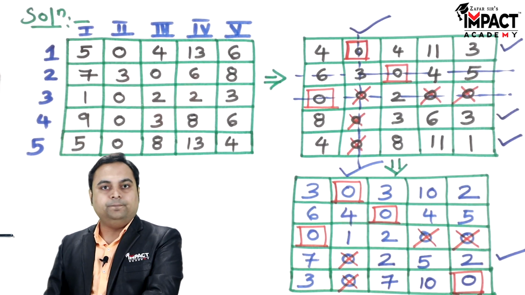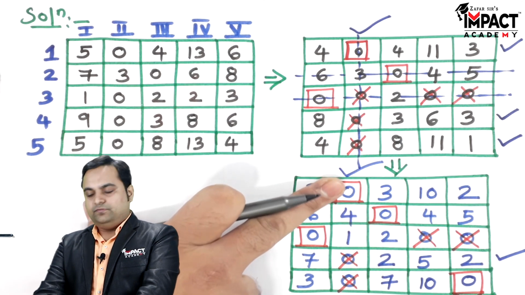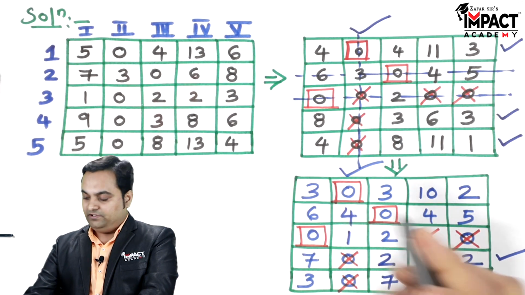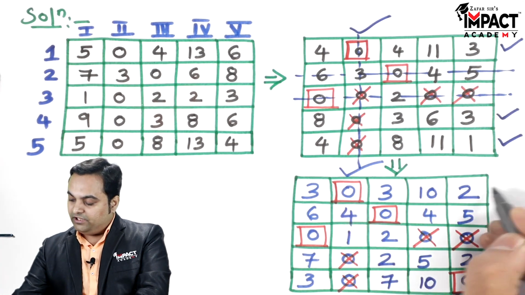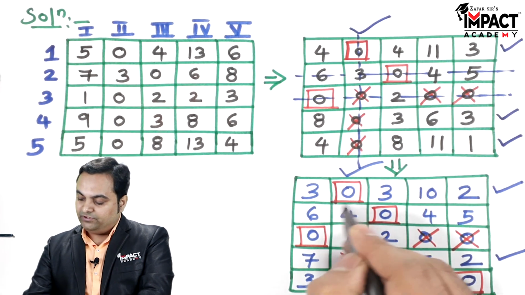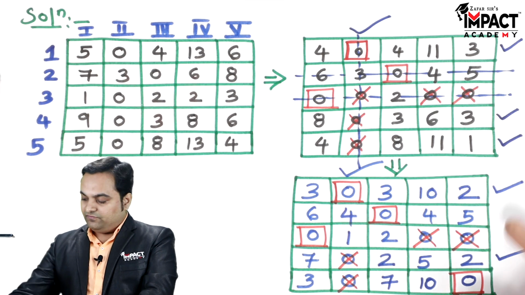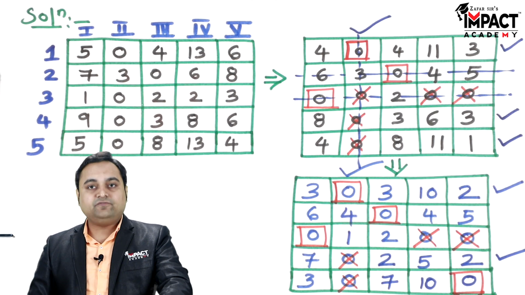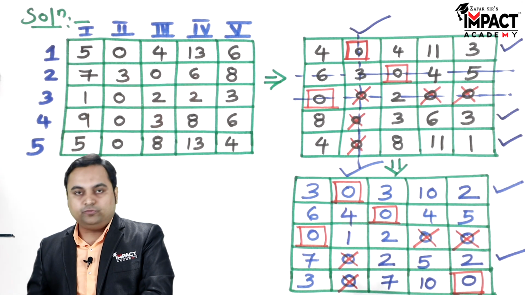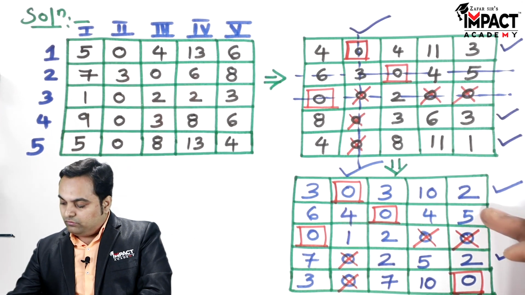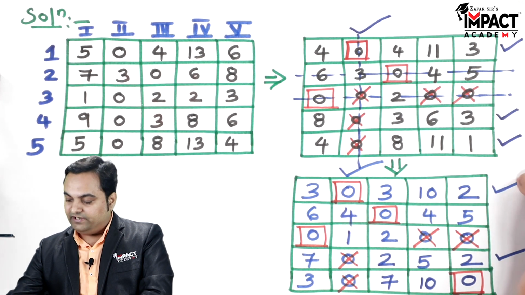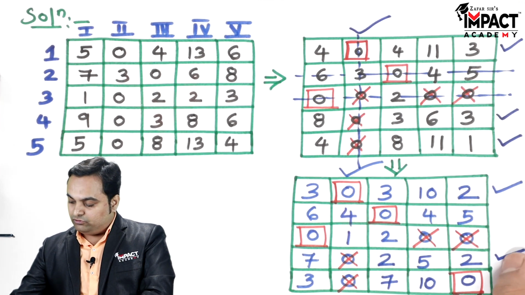Tick mark that column. After marking that column, see if there is any assignment in that column. Yes, there is an assignment in that column over here. So tick mark the row which is corresponding to the assignment. Now once we have done this, after that we have to draw the lines, and lines should be drawn along the rows which are not there in this marking. So we have to neglect the first and the fourth row.